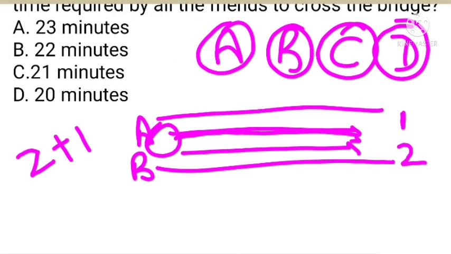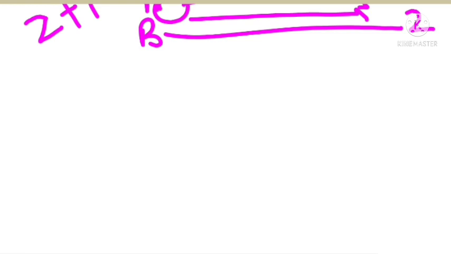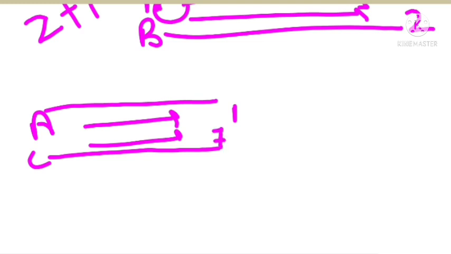Now let us see that A and C will cross the bridge. B is on the opposite side of the bridge. Now A and C will cross the bridge. A took 1 minute and C took 7 minutes to cross the bridge. It means they took 7 minutes to cross the bridge, and A took 1 minute more because he has to return to the starting point. So 7 plus 1.